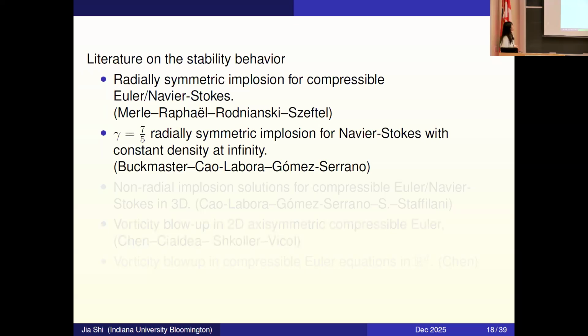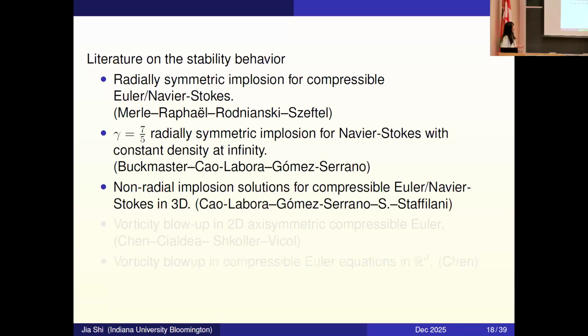and there's implosion for Navier-Stokes. And the different thing they do is they perturb the solution such that it has a positive but constant density at infinity. So in this case, they show that the implosion isn't caused by the vacuum. And then we will start considering if there exists a non-radial implosion.